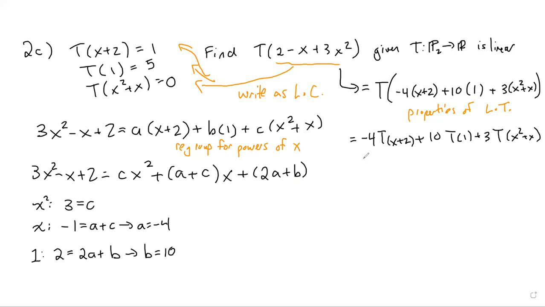And I know all those values. Those are what I was given at the start. So I have -4 times 1 plus 10 times 5 plus 3 times 0. And so I get 50 minus 4 is 46. And that's going to be my outcome.